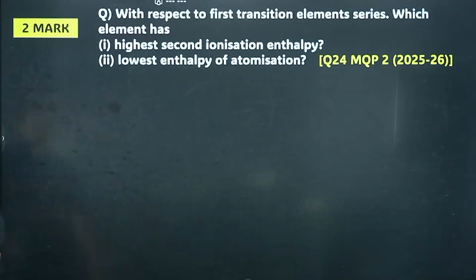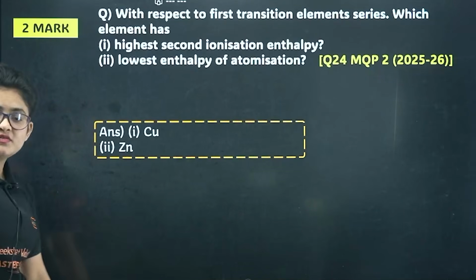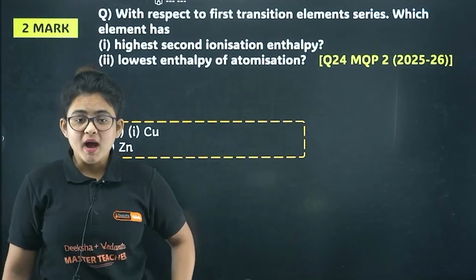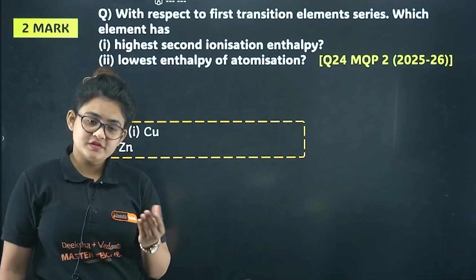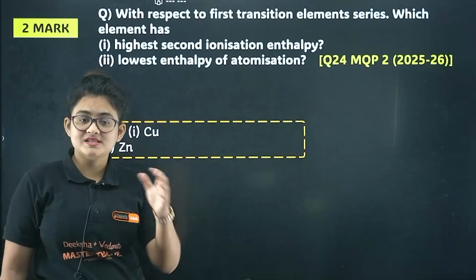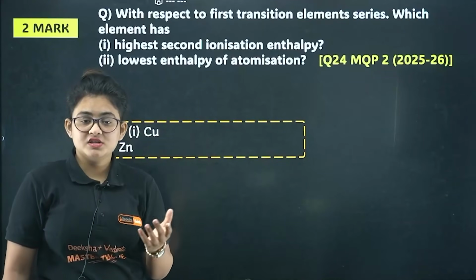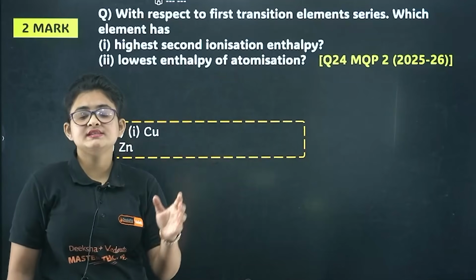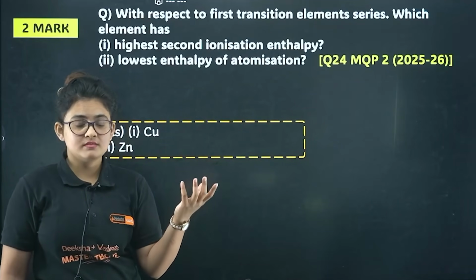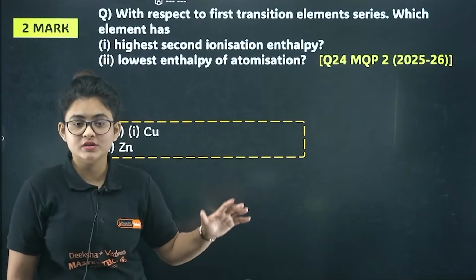With respect to the first transition element series, which element has the highest second ionization enthalpy and lowest enthalpy of atomization? Definitely the first answer is going to be copper. Why? Because if you remove the first electron from copper, 4s1 is removed and it has 3d10. So from 3d10, second electron removal becomes very difficult, so the second ionization enthalpy becomes high. The lowest enthalpy of atomization is for zinc, because zinc has no unpaired electron. All the electrons are paired up.